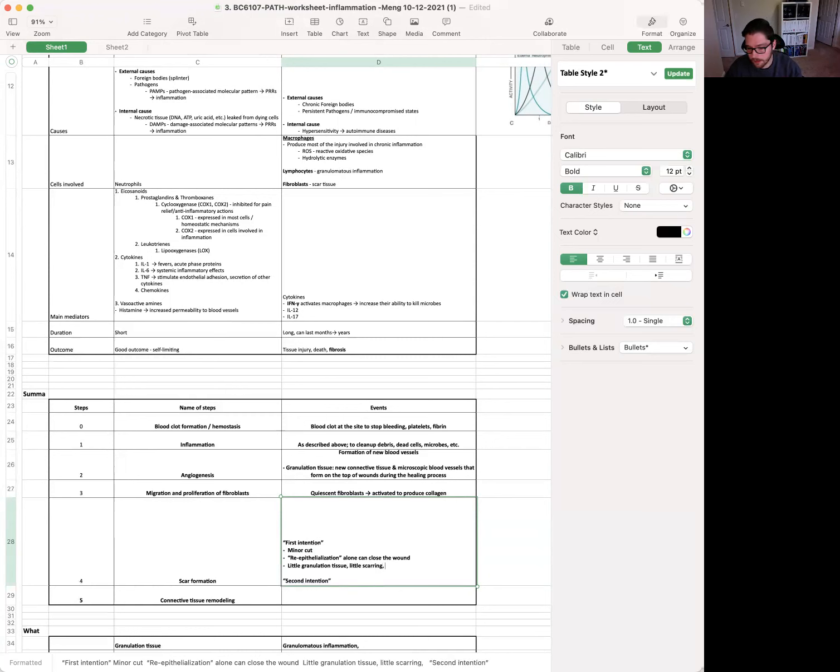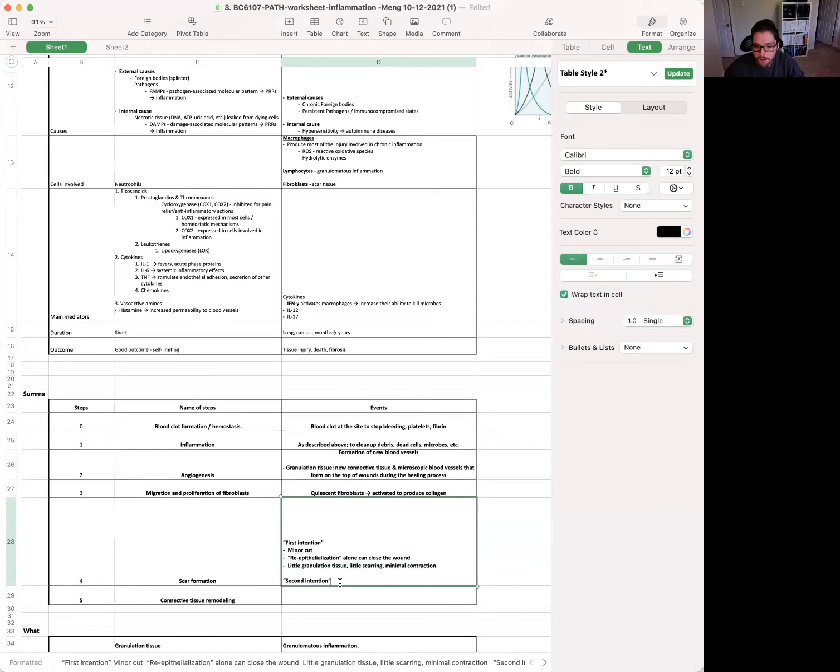Also, little scarring. Small wounds don't generally form a ton of scarring, and minimal contraction. Sometimes if you have a lot of fibroblasts laying down collagen, they can also contract with that collagen and kind of cross-link the collagen a little bit as they contract. And it's going to bring the wound together to close it off even more. But if you have a minor cut, why would you need to do that?